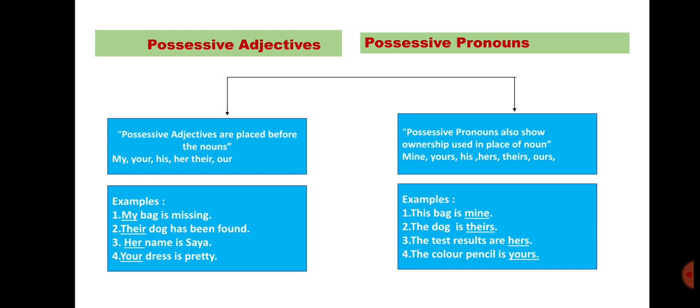In place of a noun means, for example, this bag is Rohan's. Instead of using Rohan's, you can say this bag is his. So here his becomes a possessive pronoun. The dog is theirs. The test results are Neha's. Instead of writing Neha's, we have used a pronoun. Means instead of a noun, we use pronouns. Those are possessive pronouns. The test results are hers.